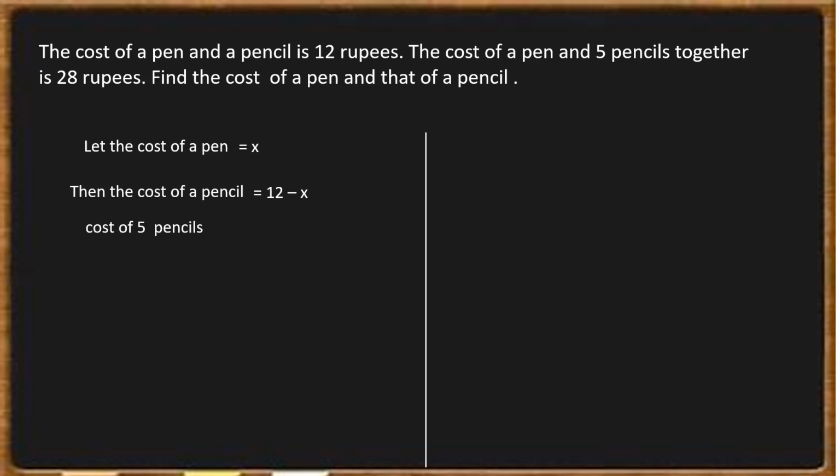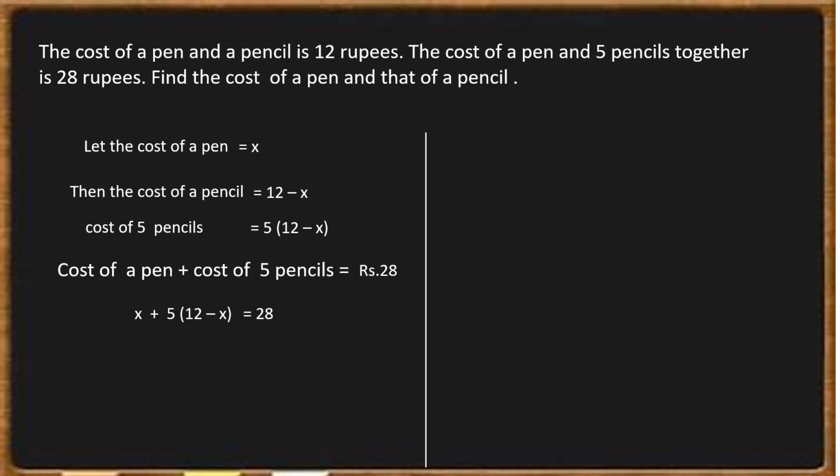And the cost of 5 pencils, what will be? Cost of 1 pencil is 12 minus x. So the cost of 5 pencils is 5 times (12 minus x). And cost of a pen and cost of 5 pencils is rupees 28. It is given in the question. So we can replace cost of a pen by x and cost of 5 pencils by 5 into (12 minus x). And we get x plus 5 times (12 minus x) gives 28.